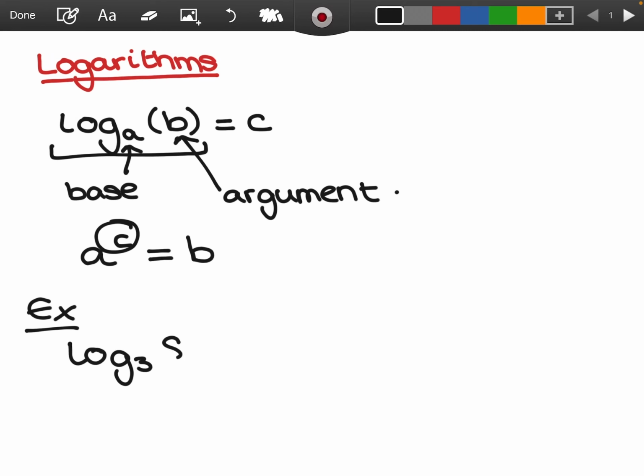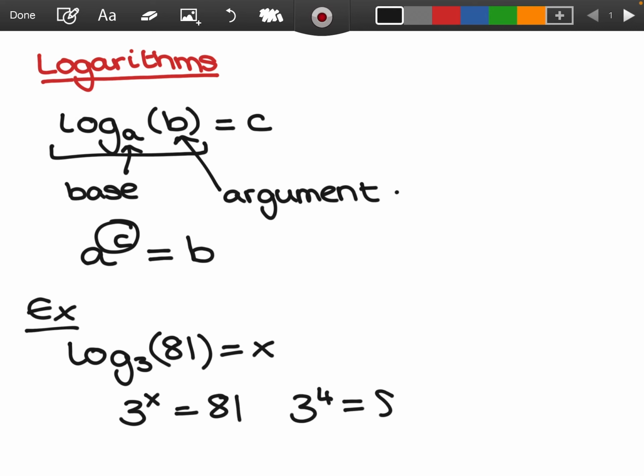Okay, so for example, let's say I was asked for log base 3 of 81. We'll call our answer x. It's asking what do I need to raise 3 to in order to get 81? Well, if I do 3 to the power of 4, I get 81. So the answer to this is 4.